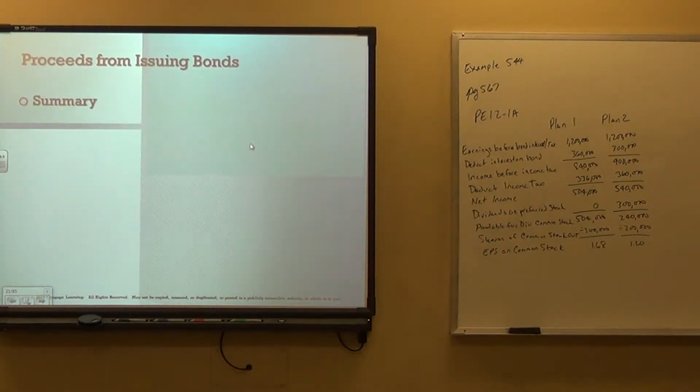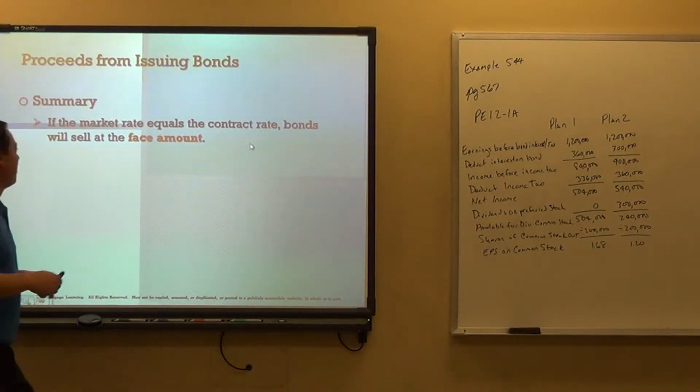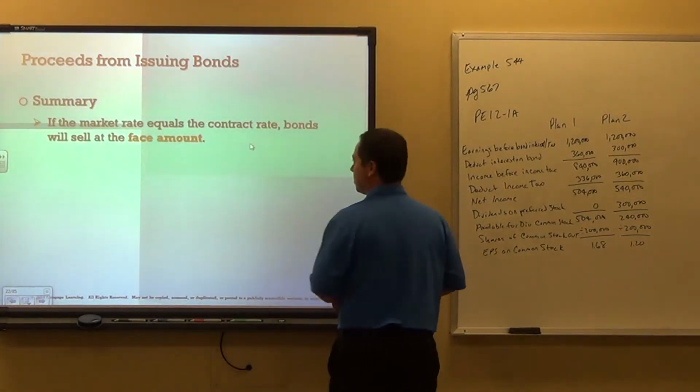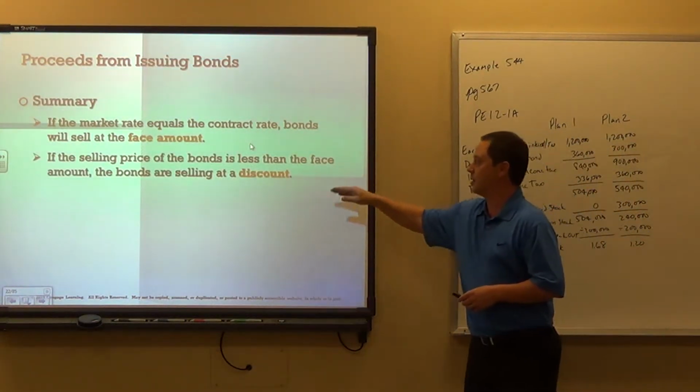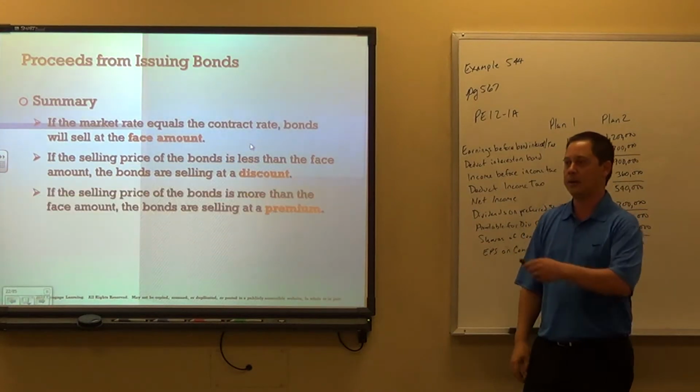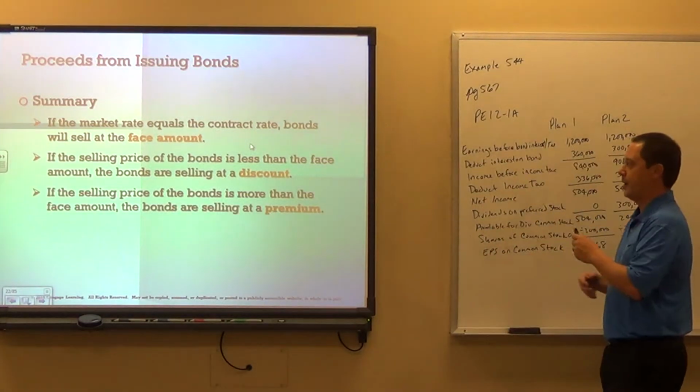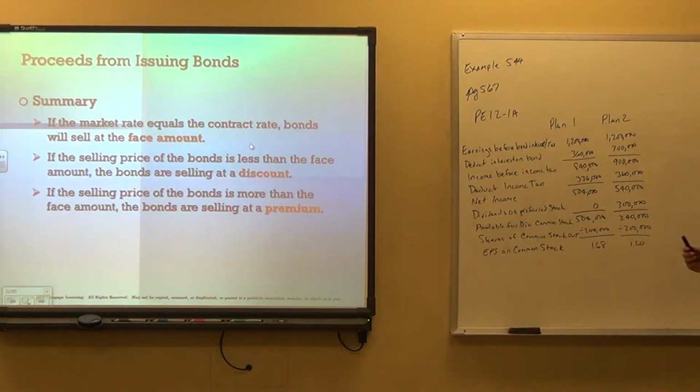All right. So let me summarize all that I just went over. If the market rate equals the contract rate, bonds will sell at the face amount. If it sells for less than the face amount, then we're selling at a discount. And vice versa, it's selling at a premium if we sell above that.